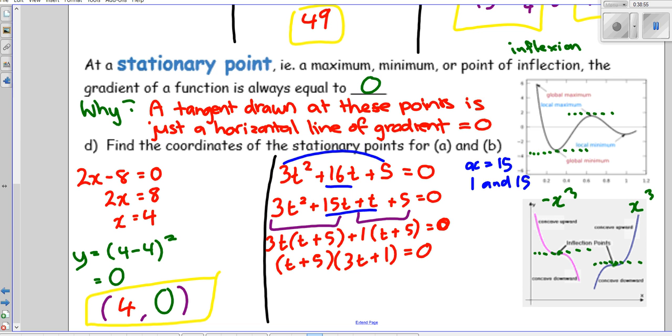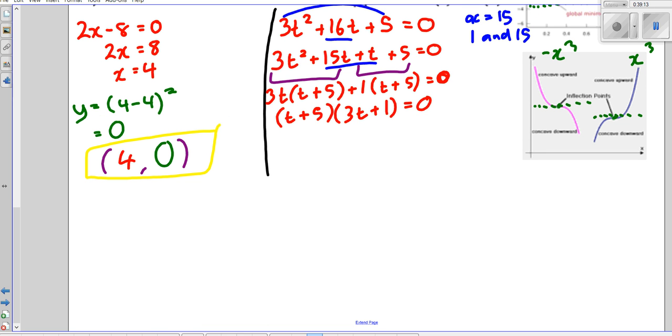Now we can solve for t. There's going to be 2 answers, because it's possible it could have been a graph like a cubic, which has 1, 2 turning points, or a quartic, which would have 1, 2, 3 turning points. So it's possible to have more than one stationary point. Separately, what would t plus 5 equal 0? What must t be? Negative 5. If 3t plus 1 is 0, what's t got to be?